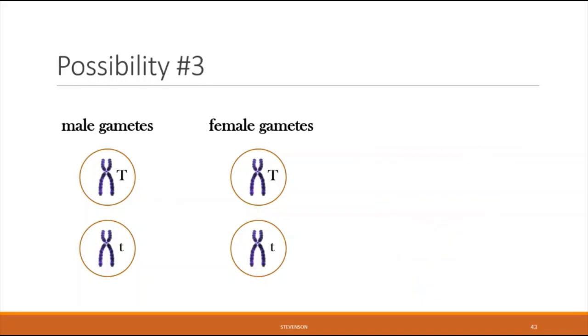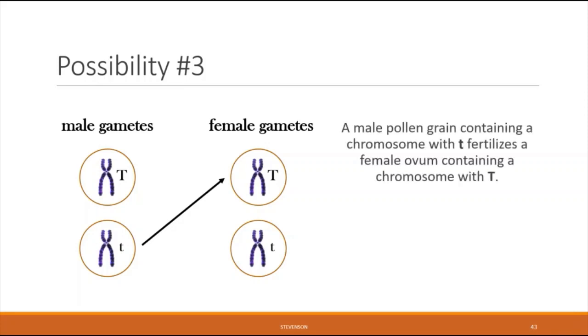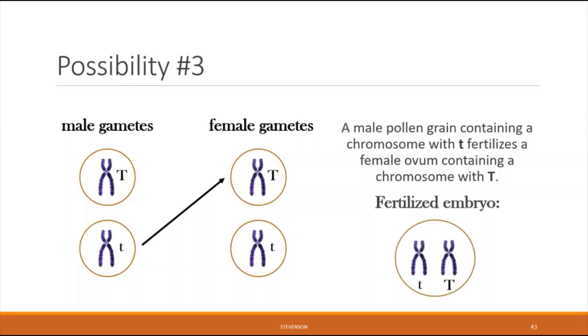Third possibility is that Mendel would transfer a lowercase t and it would fertilize an uppercase T, meaning that the fertilized embryo would have this genotype.